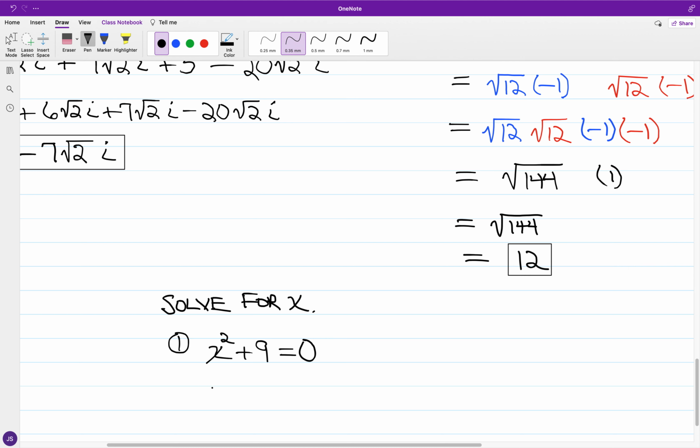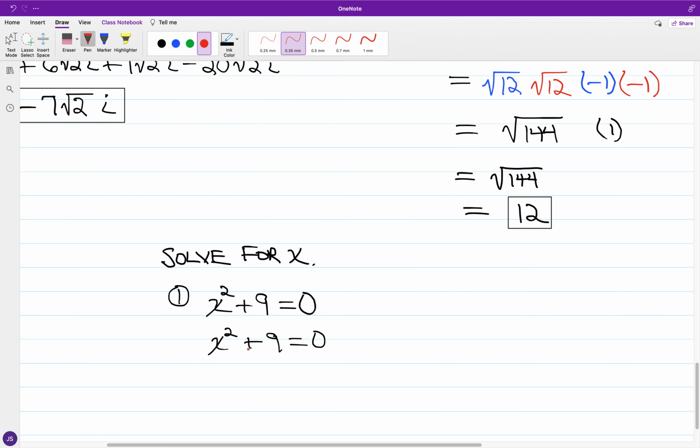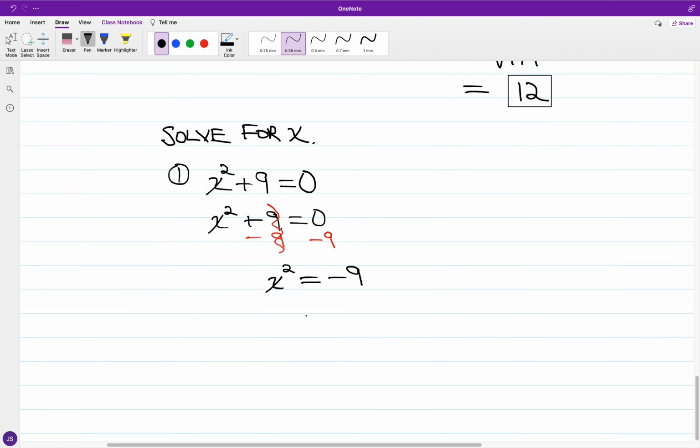So in terms of any recourse, what I can do is separate the x squared from the 9. And so I can just move the 9 over by subtracting. And so I have x squared is equal to negative 9.